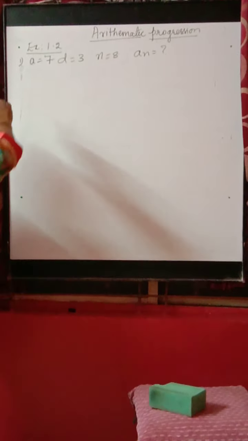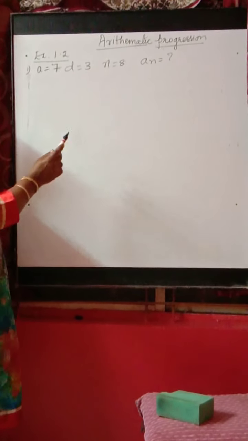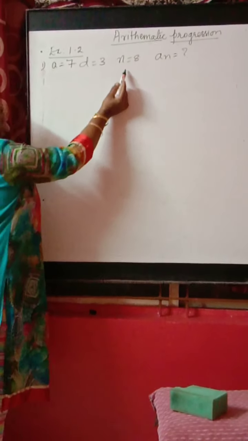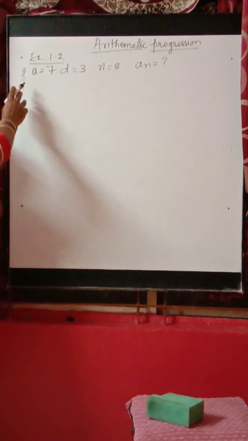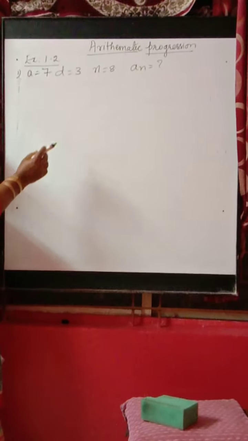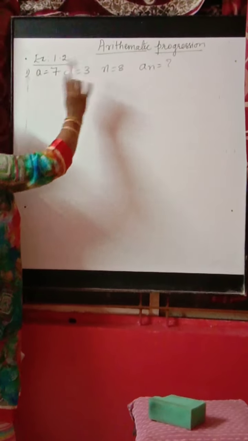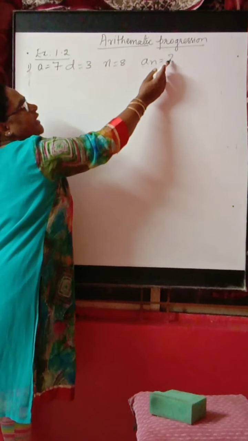I have taken up the first problem in that. In the first problem, they have given the value of A is 7, D is 3, N is equal to 8, AN you have to find out. A is nothing but the first term of the sequence. D is nothing but the common difference. N is nothing but the number of terms in the sequence. And AN is nothing but the last term.